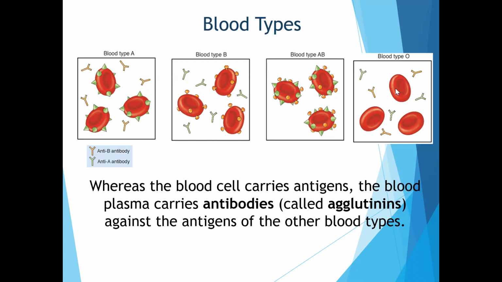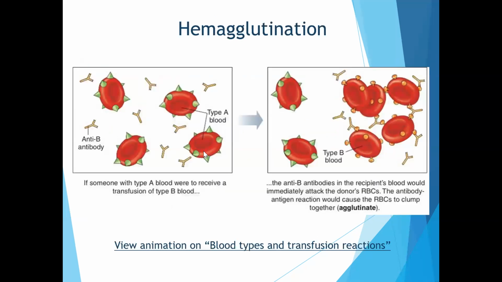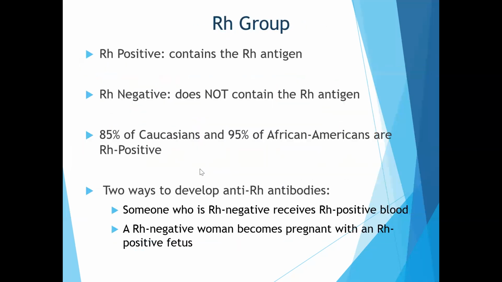It doesn't have any antibodies, or any antigens on its surface, so we can give that to anybody, A, B, AB, or O. Now, you guys might be thinking I'm leaving something out in terms of the positive and negative that you hear. People say I'm A positive, B negative. So that part actually refers to our Rh factor.